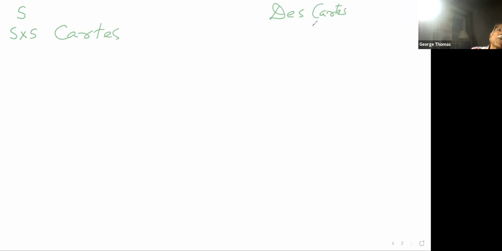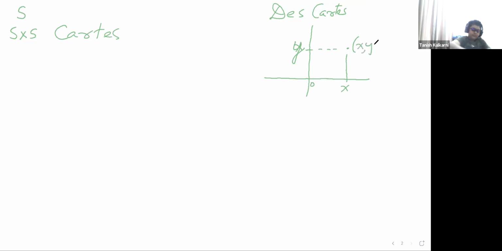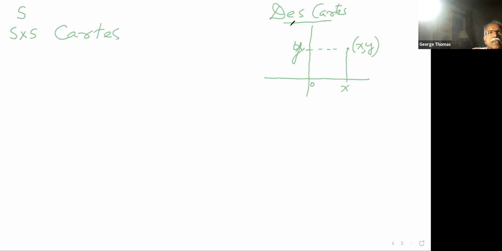That is, he is the one who came up with the idea of... and what is this point? If this distance is x, this distance is y. X comma Y. This idea was from Descartes. That is why they call it the Cartesian plane.